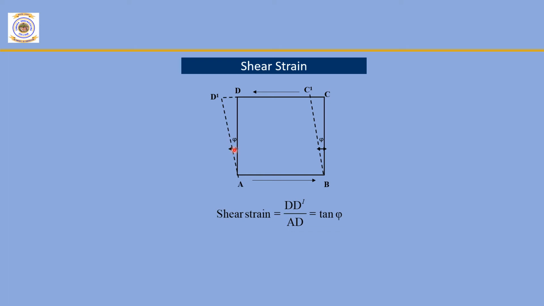So if we apply the trigonometric function to the triangle AD dash D, tan phi is equals to opposite side by adjacent side, that is D dash D, that is DD dash by AD, which is nothing but a shear strain. So if the angle phi is very small, tan phi is approximately equals to phi. Therefore, phi is equals to DD dash by AD, which is nothing but a shear strain.